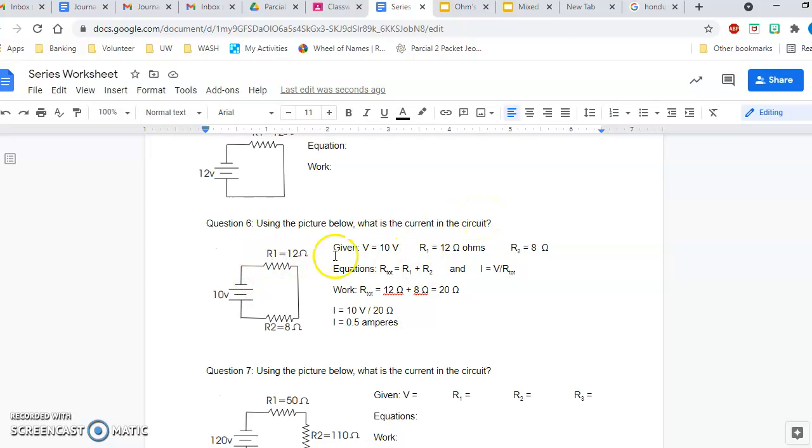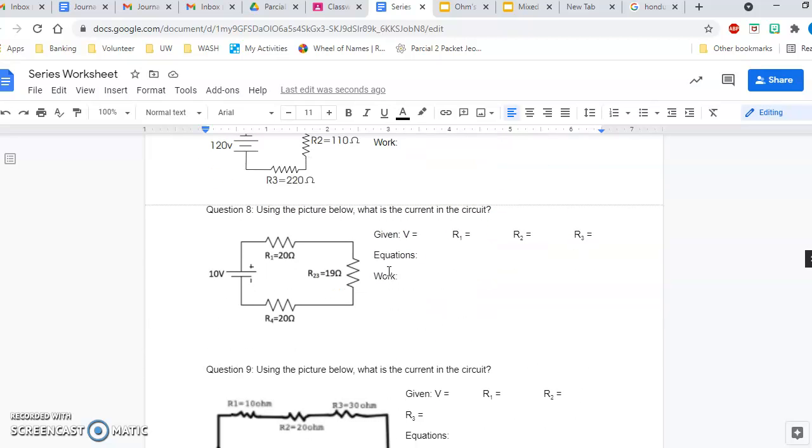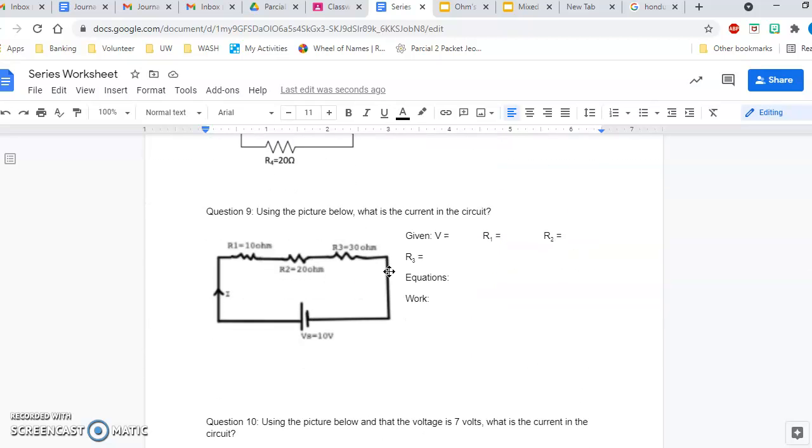If we only used R1 instead of R total, we would get a bigger answer, or if we only used R2 instead of R total, we wouldn't get the right answer. So we have to make sure we're using our R total. Let's look at one more together. Let's help with this one.